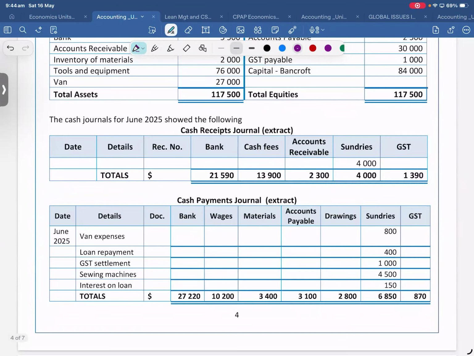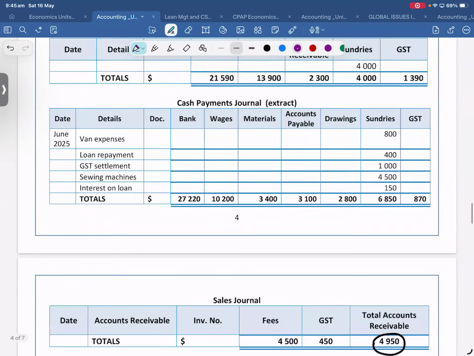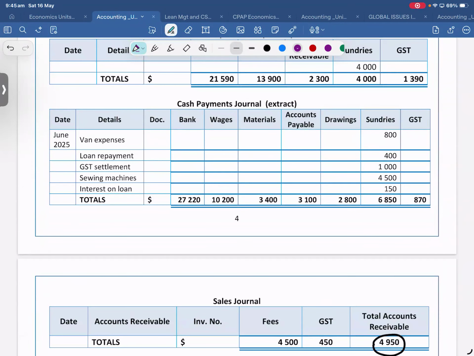Materials, expense. You are paying for the material, 3,400. Materials is not directly an expense. Why? Material is something that you purchase. It's kind of an asset.